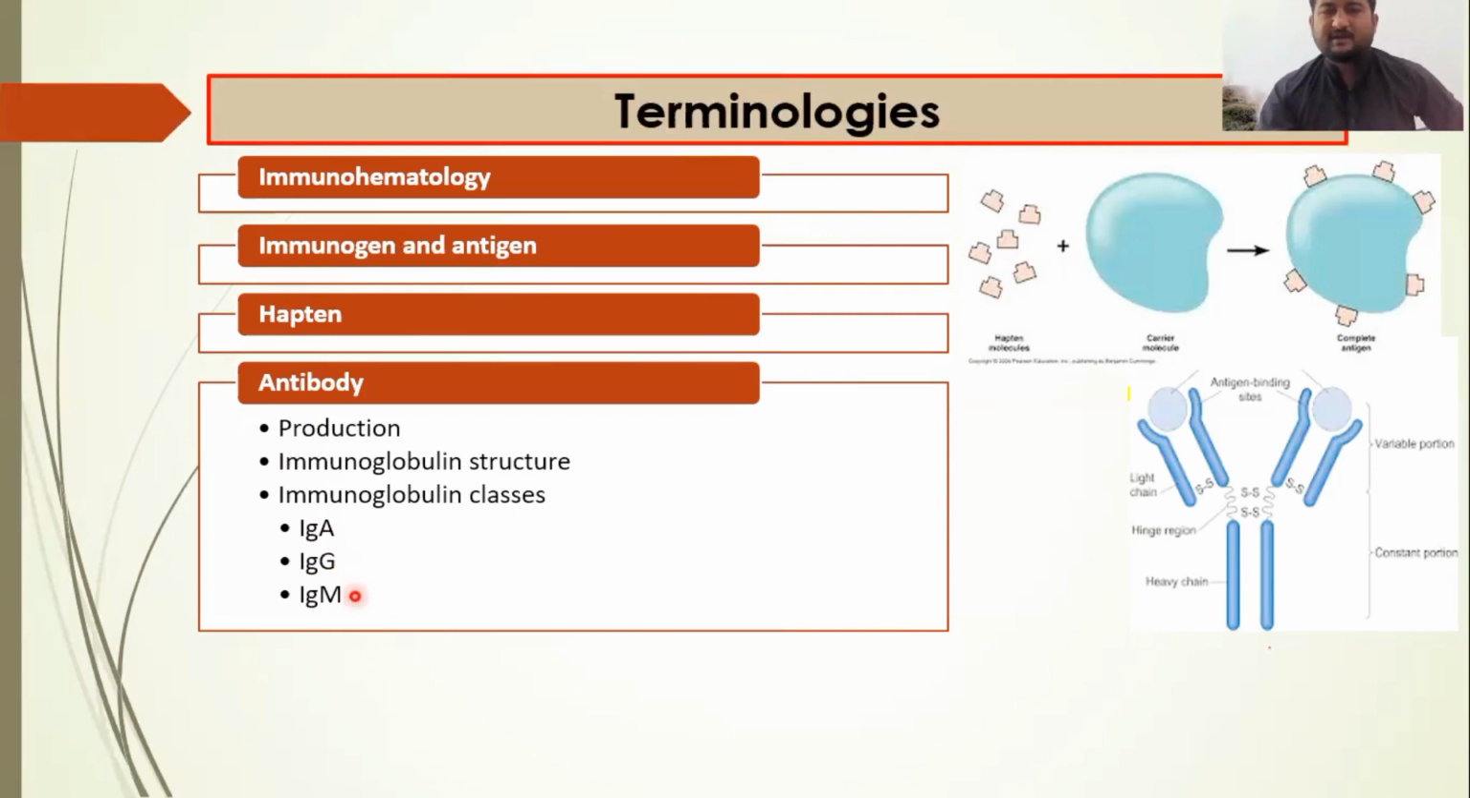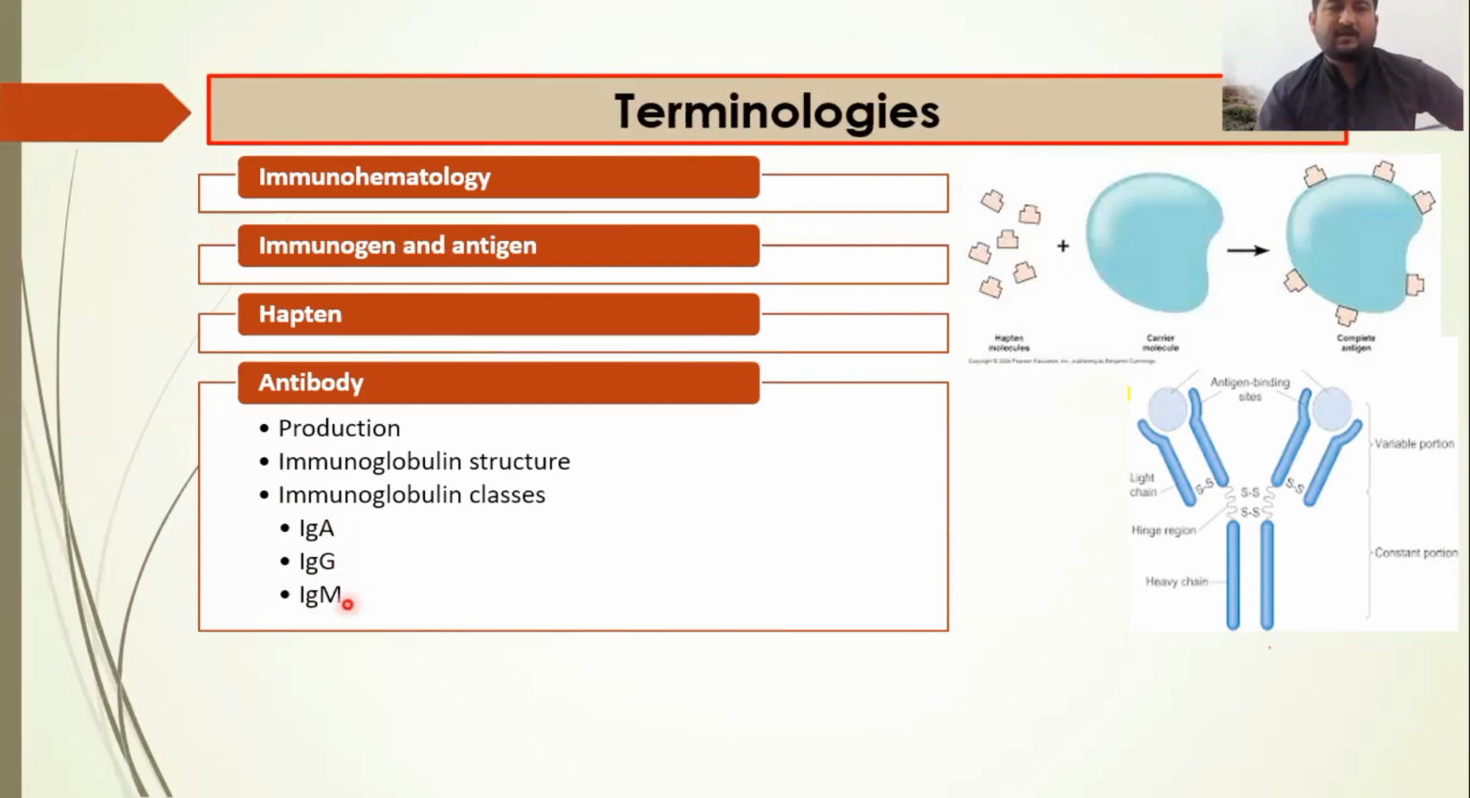The molecular weight is 9 lakh Dalton, which makes it the heaviest of all classes of immunoglobulin. So IgM is the heaviest antibody present in our body because of having 9 lakh Dalton molecular weight. IgG has a molecular weight of 1 lakh and 50,000, and IgA has 1 lakh and 60,000 molecular weight. So IgM is the heaviest antibody as compared to IgG and IgA.